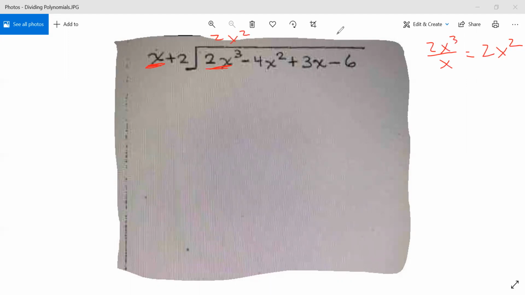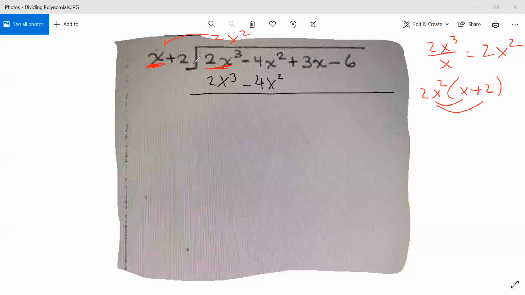And then multiply this with the divisor. So 2x squared now will be multiplied with the divisor like that. And then distribute this. So that's going to be 2x cubed here, right? And then minus 4x squared. And now I'm subtracting this from the top, right?